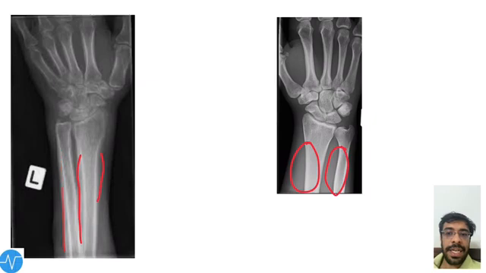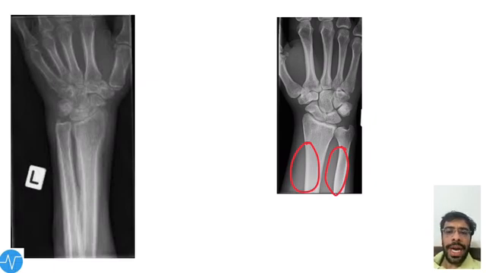I'll erase it. See this hyperdense line. These are periosteal reactions due to periosteitis, which are appearing hyperdense outside the cortex of the bone. This is periosteitis, which you can compare with the normal also.